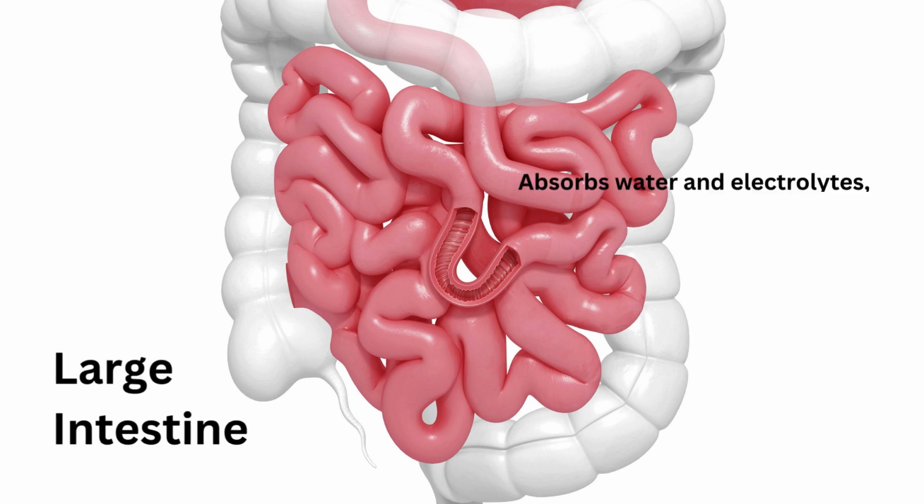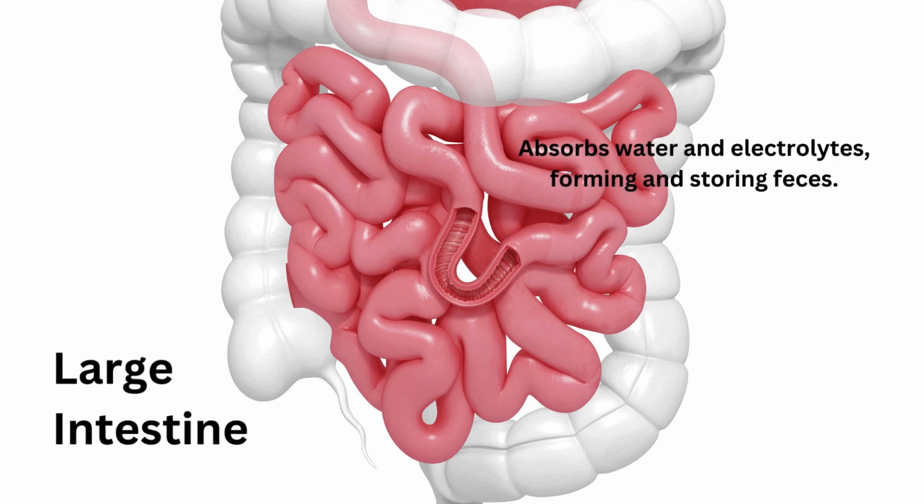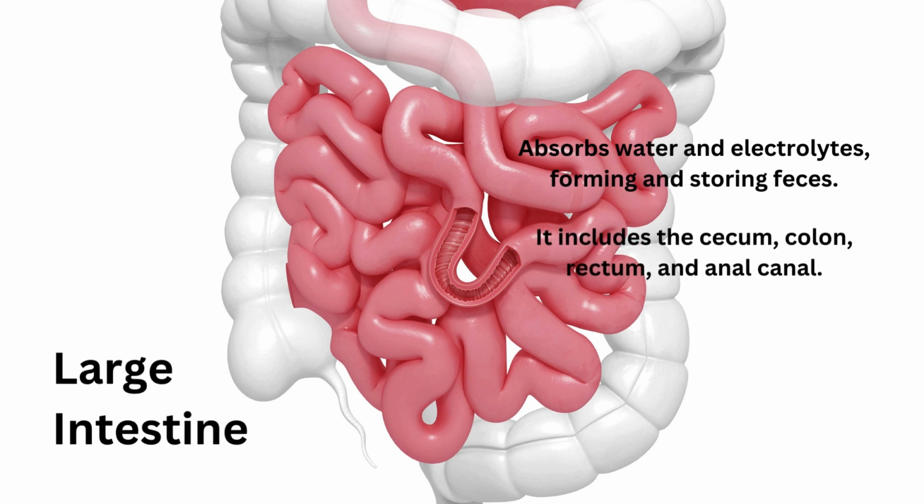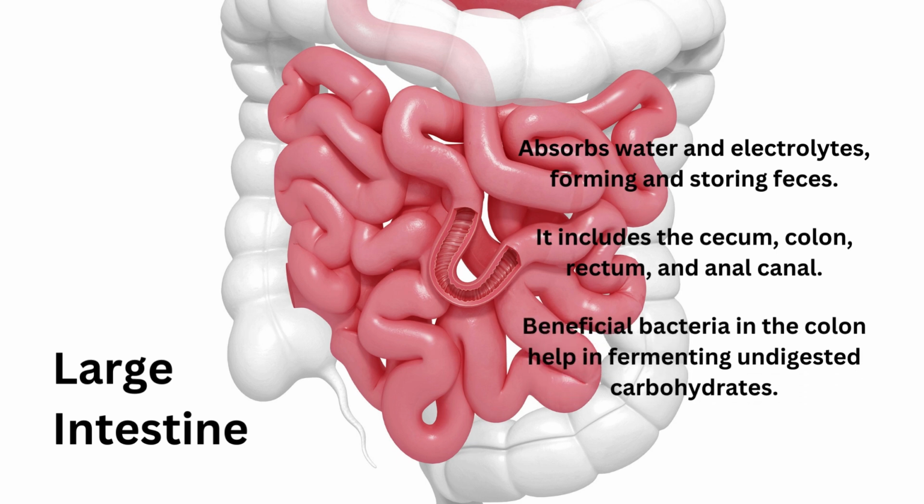Large intestine. Absorbs water and electrolytes, forming and storing feces. It includes the cecum, colon, rectum, and anal canal. Beneficial bacteria in the colon help in fermenting undigested carbohydrates.